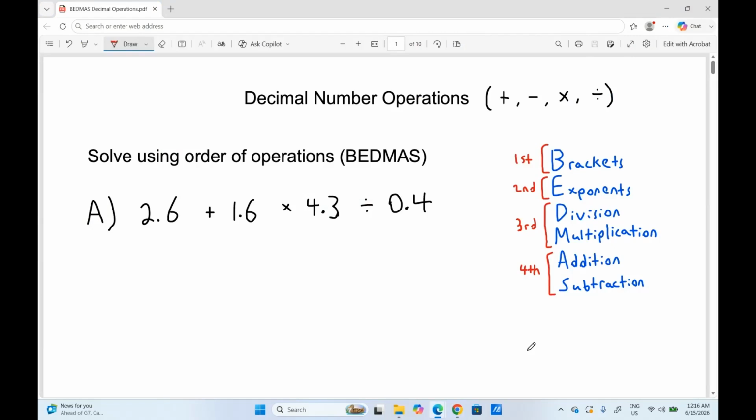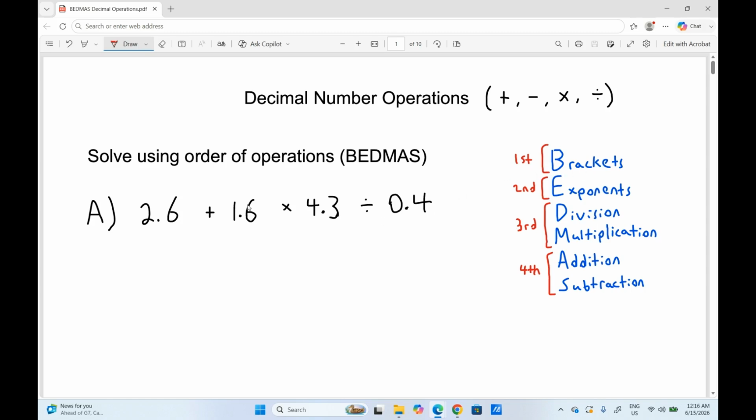Hi class, in this video I'm going to be talking about how to solve for decimal operations when we apply order of operations to it. So for this question here, we must apply order of operations in order to solve it. For order of operations, we follow a rule called BEDMAS. So we want to solve these starting with brackets, exponents, division, multiplication, then addition and subtraction.